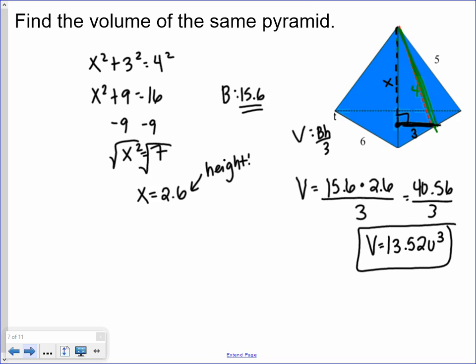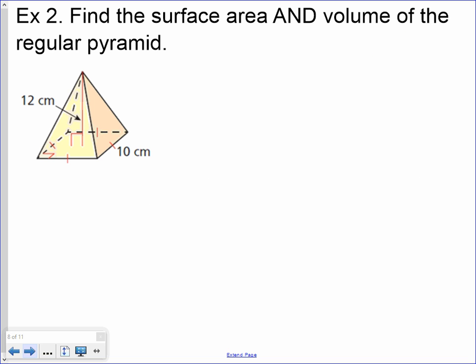Okay, so on the next problem, we're going to find surface area and volume. Here are your two formulas. Here's surface area, capital B plus 1/2 capital P times the slant height. Here's your volume formula of a pyramid. And again, you'll get all these formulas on the test. You just have to know how to apply them. So we need a capital B, we need a capital P, the perimeter, we need a slant height, and we need a normal height. What's the shape of the base?